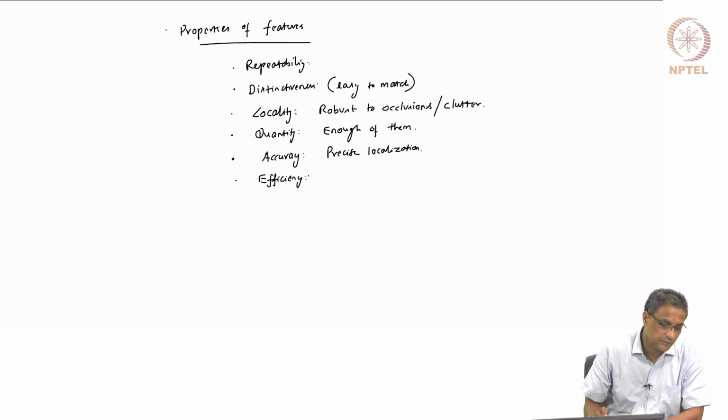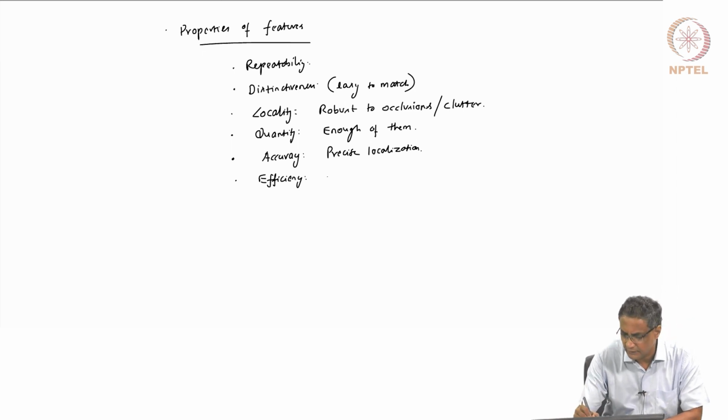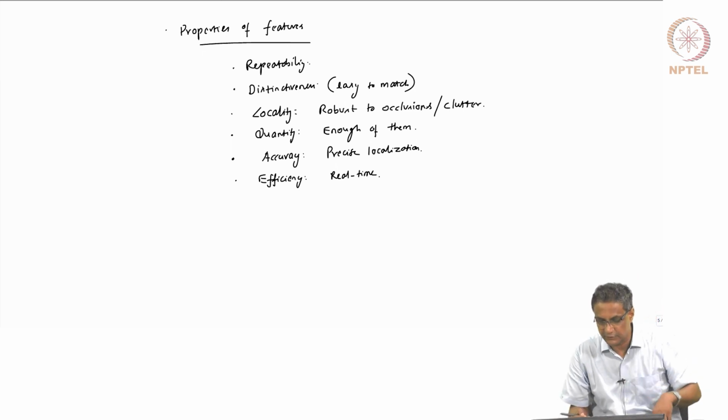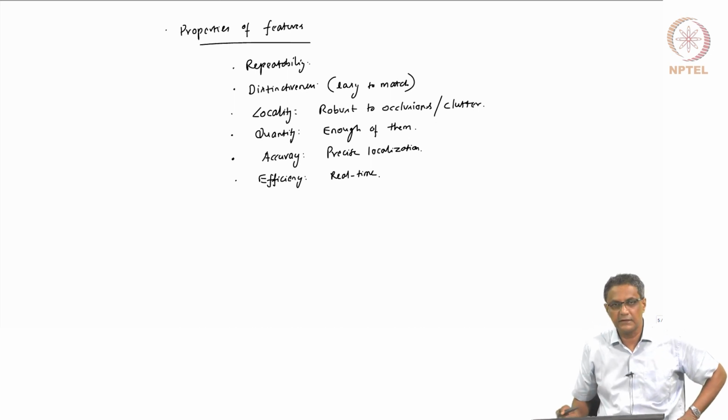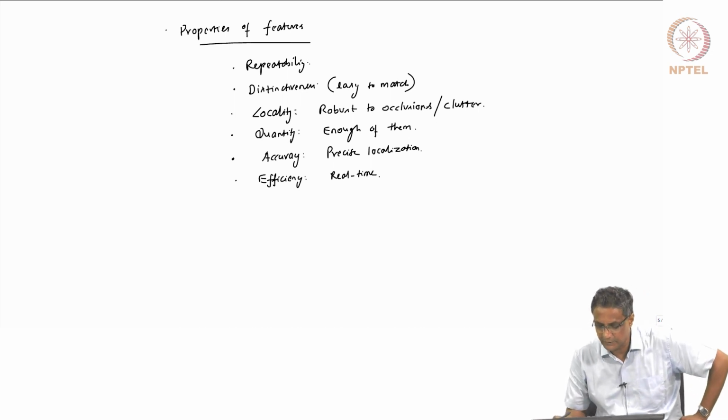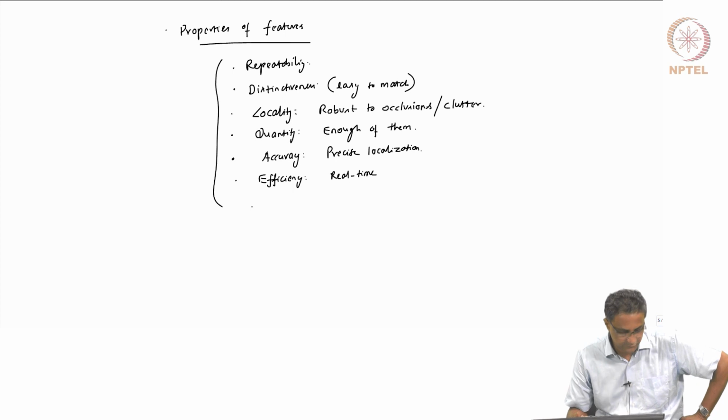Then efficiency, which should be, to the extent possible, something you can do in serial time. That means given an image, it should not take a long time. Time efficiency means computationally efficient. So you should be able to get algorithms that can do it in a relatively small amount of time. You can add to this list, but these are some of the most important things that you would expect of a feature.